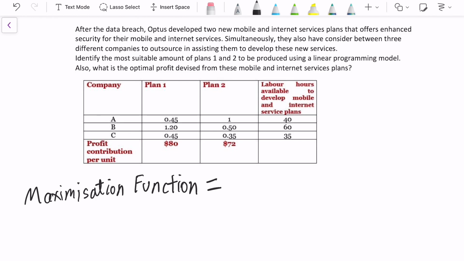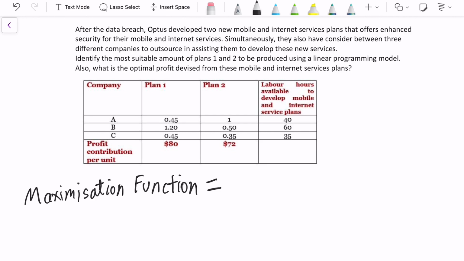In this table, it shows the number of hours it takes to develop plans 1 and 2 by 3 different companies A, B, and C. At the bottom of the table, it also shows the profit contribution per unit offered by these plans. And on the right side of the table, it shows the labor hours available to develop these mobile and internet services plans. To continue with the linear programming model, we need to first state the maximization function.